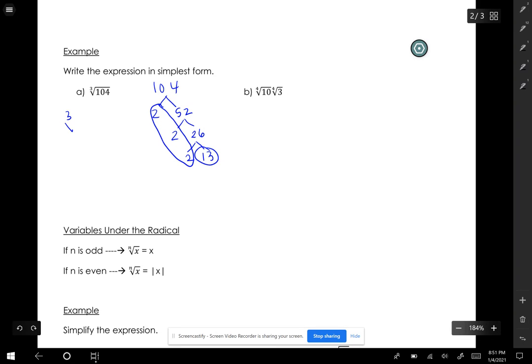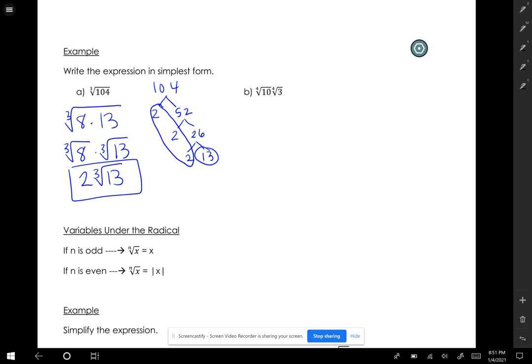So I'm going to write this as the cubed root of 2 times 2 times 2, which is 8, times 13. And then we can break it up. The cubed root of 8 times the cubed root of 13. The cubed root of 8 is 2. So I get 2 times the cubed root of 13 as my final answer. And that's because I don't know what the cubed root of 13 is without a calculator.